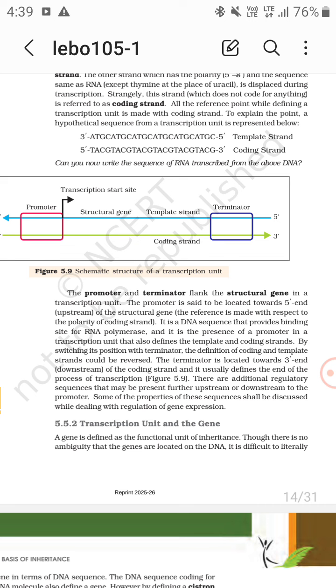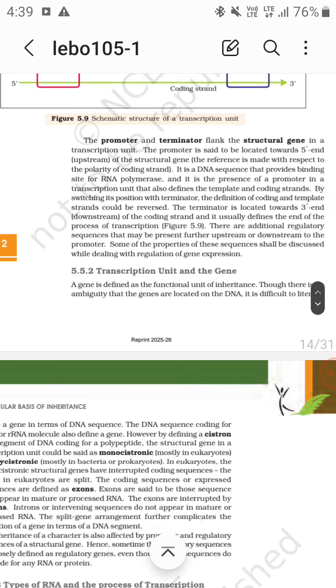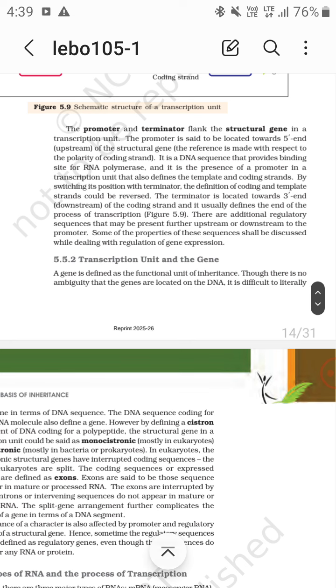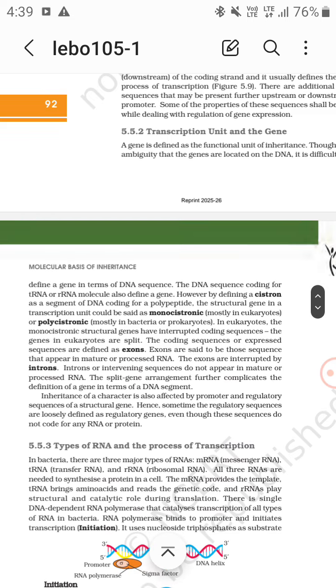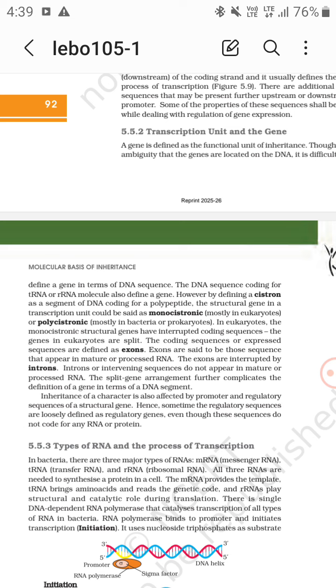And the transcription unit and the gene. A gene is defined as the functional unit of inheritance. Okay, the DNA sequence coding for a tRNA or rRNA molecule also defines a gene.